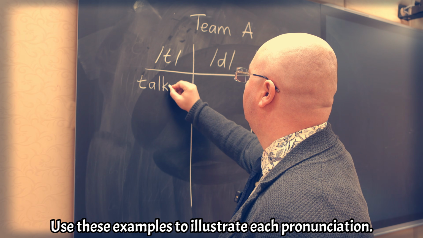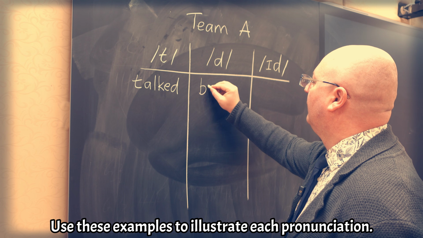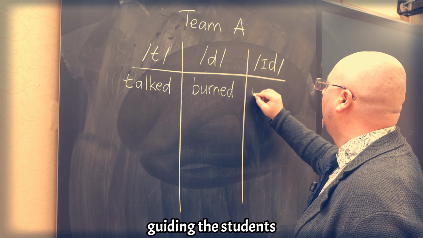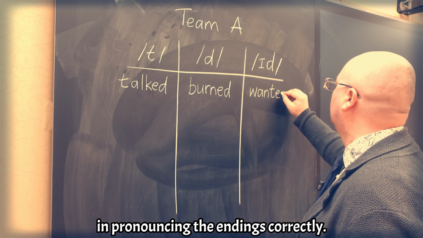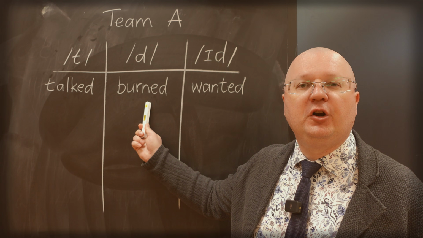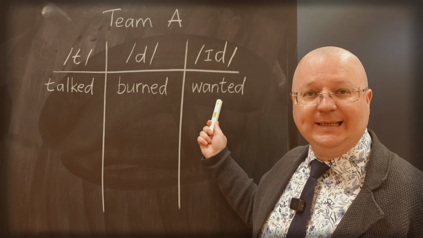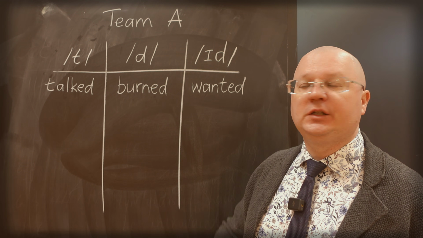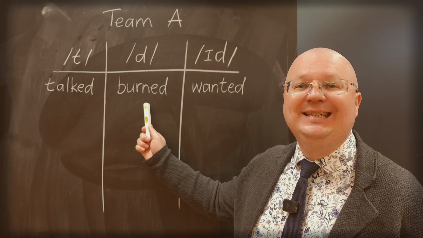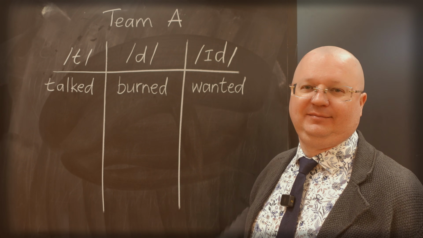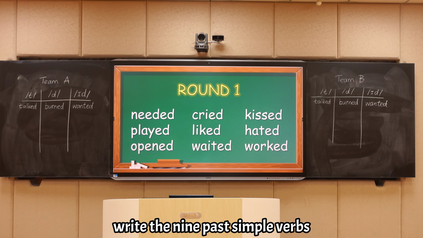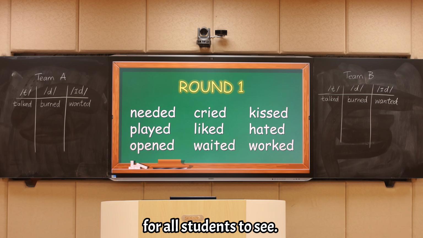Use these examples to illustrate each pronunciation. Go through a few more examples together, guiding the students in pronouncing the endings correctly. T, talked. D, burned. ID, wanted. Talked, burned, wanted. Or you can say liked, played, intended. In the middle of the board, write the 9 past simple verbs for all students to see.